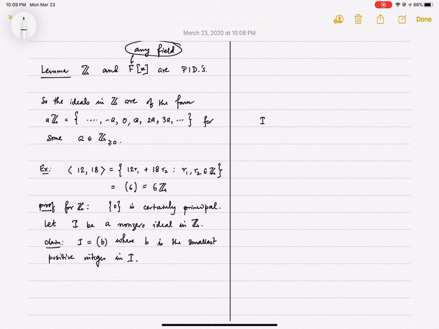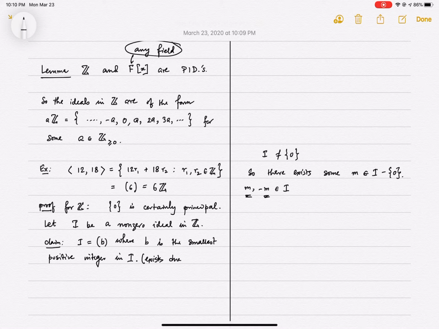So let's do some scratch work here on the right-hand side. I is not the zero ideal, so there exists some non-zero element m in I. Now if m is in I, then so is minus m. And one of these is certainly strictly positive because neither of them is zero. So I does contain a positive integer. And if you look at all the positive integers in I, among them there is a smallest one. This exists due to well ordering. You can take all the positive numbers in I and take the smallest one.